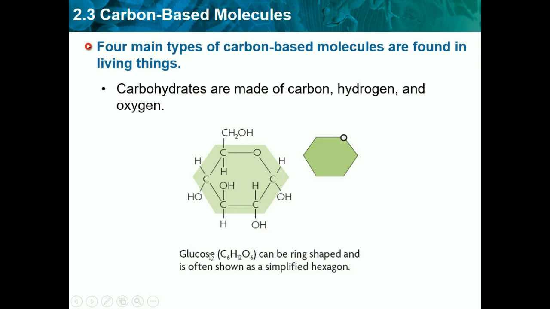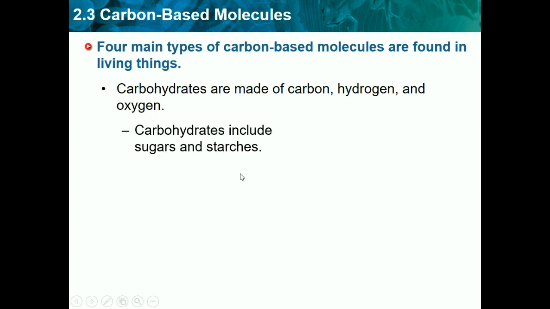So glucose, C6H12O6, can be ring-shaped and is often shown as a simplified hexagon. This is the simplified hexagon, and glucose is a carbohydrate. Carbohydrates include starches and sugars, and if we think, what do sugars and starches do? They give us energy. So we can kind of infer the function. So let's infer. Sugars and starches give us energy, and energy is a type of fat. So carbohydrates is a fat.